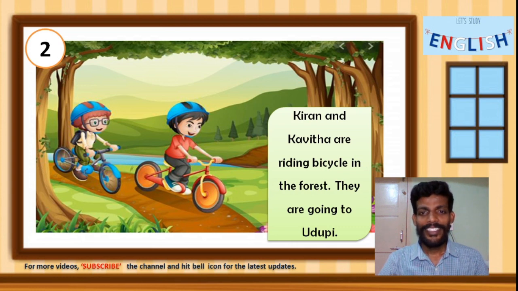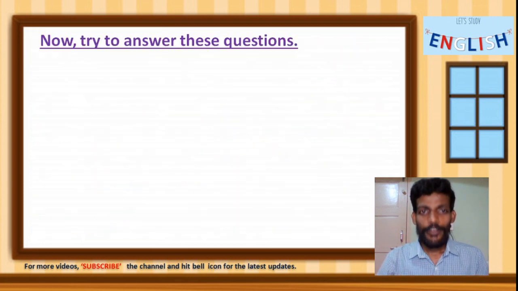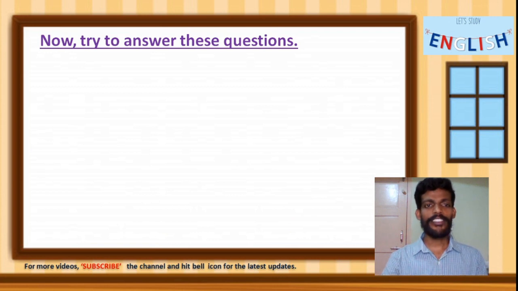Very good. Kiran and Kavita are riding bicycle in the forest. They are going to Udupi. So this is the sentence of the second picture. Now you have observed both the pictures carefully. Now it is time for asking some questions. I will ask some simple questions regarding these two pictures. I hope you have read and comprehended the sentences regarding the pictures. Now, try to answer these questions.